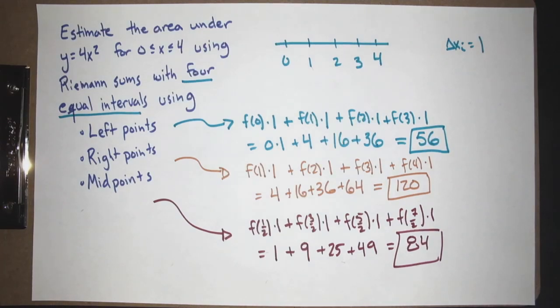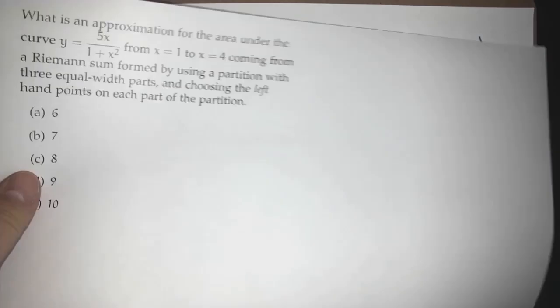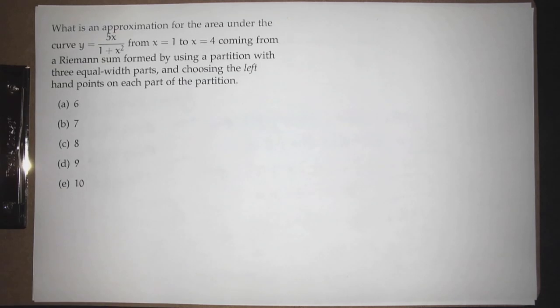So we have a minute left. I might as well, just for fun, I think I have somewhere in here. Oh yeah, here we go. What's an approximation for the area under the curve y equals 5x over 1 plus x squared from 1 to 4, doing a Riemann sum where we do a partition into 3 equal parts and we choose the left-hand points on each part of the partition. All right.